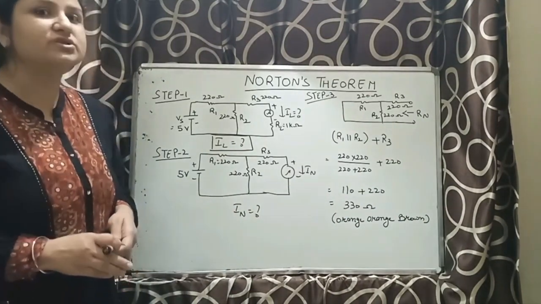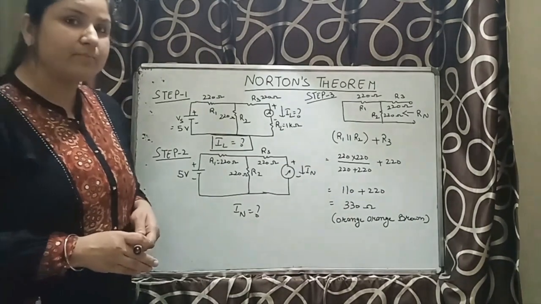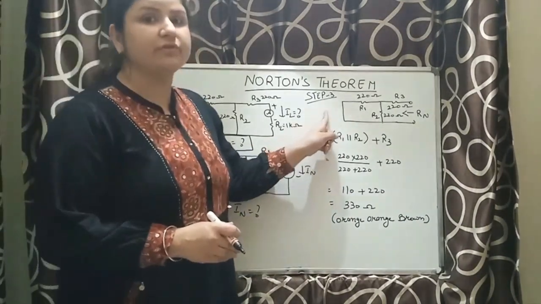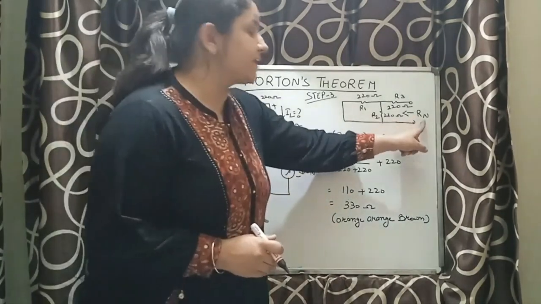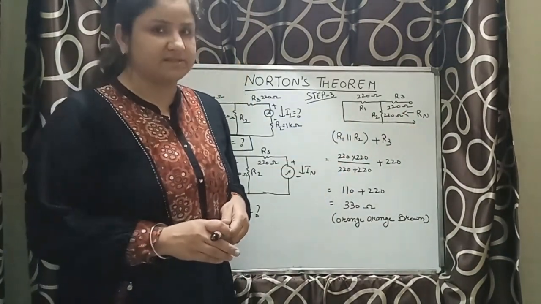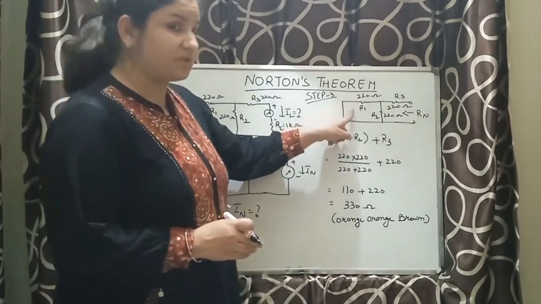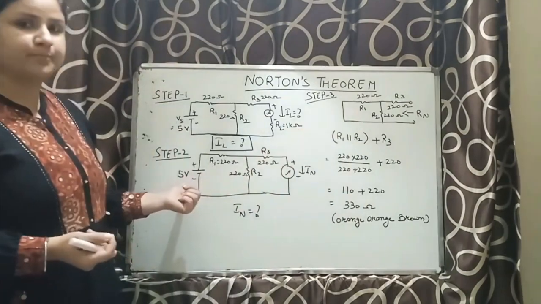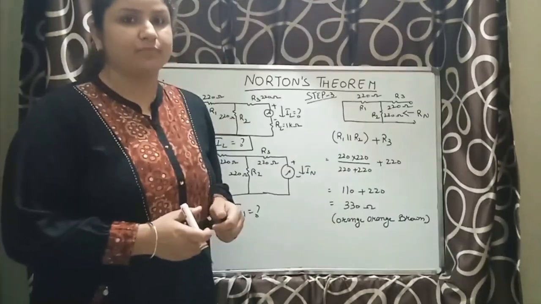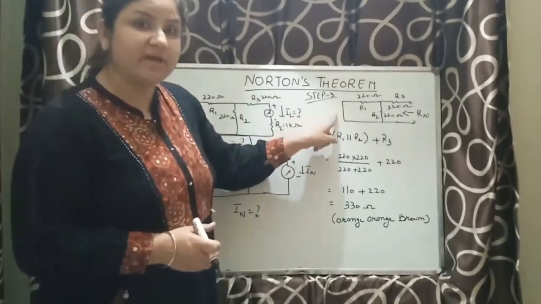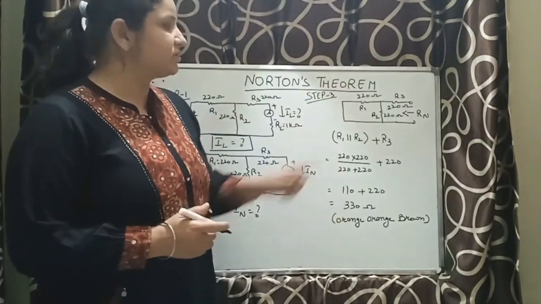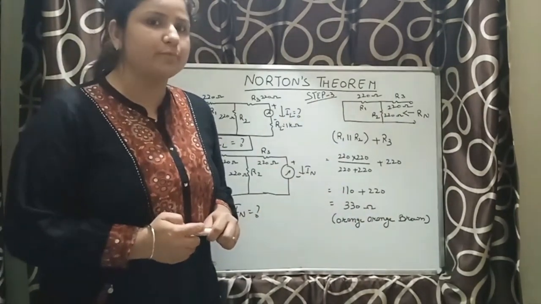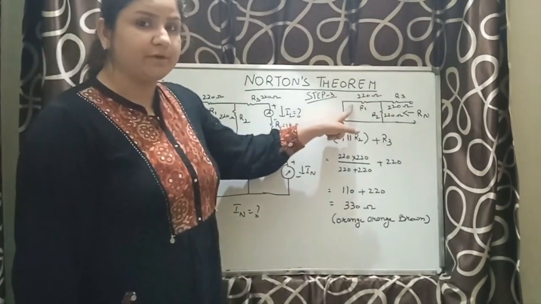Now let us talk about step number 3. In step number 3, you can have a look over here. In step number 3, we are supposed to calculate Rn, that is Norton resistance. For that, what I have done, I have removed Vs and short circuit. I repeat, remove Vs and short circuit. Now this is what we have got as an arrangement. So now let us calculate what is going to be Rn. Have a look over here.